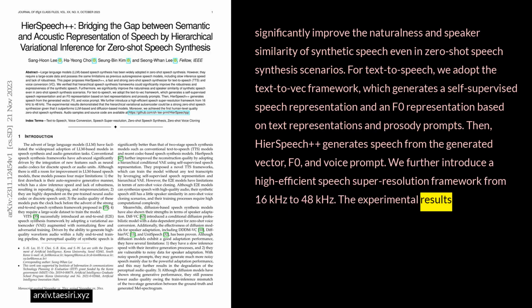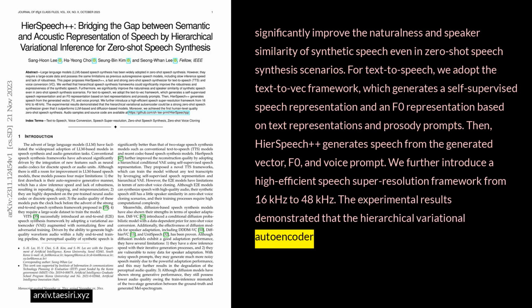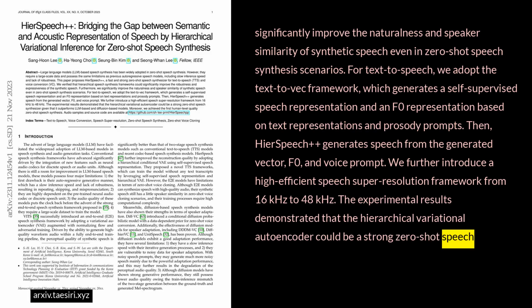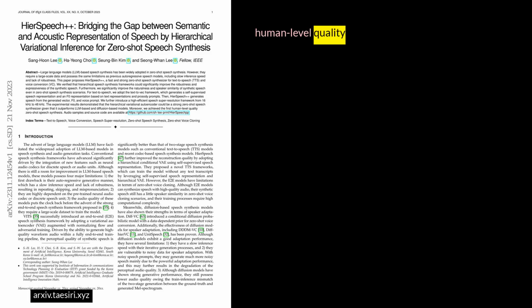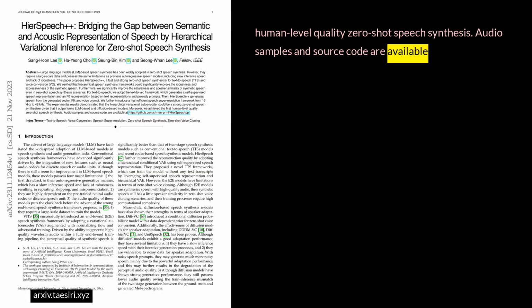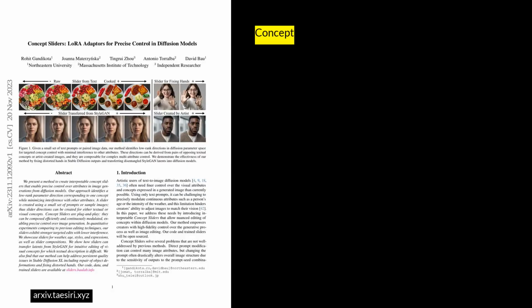The experimental results demonstrated that the hierarchical variational autoencoder could be a strong zero-shot speech synthesizer, given that it outperforms LLM-based and diffusion-based models. Moreover, we achieved the first human-level quality zero-shot speech synthesis. Audio samples and source code are available at the project's website.